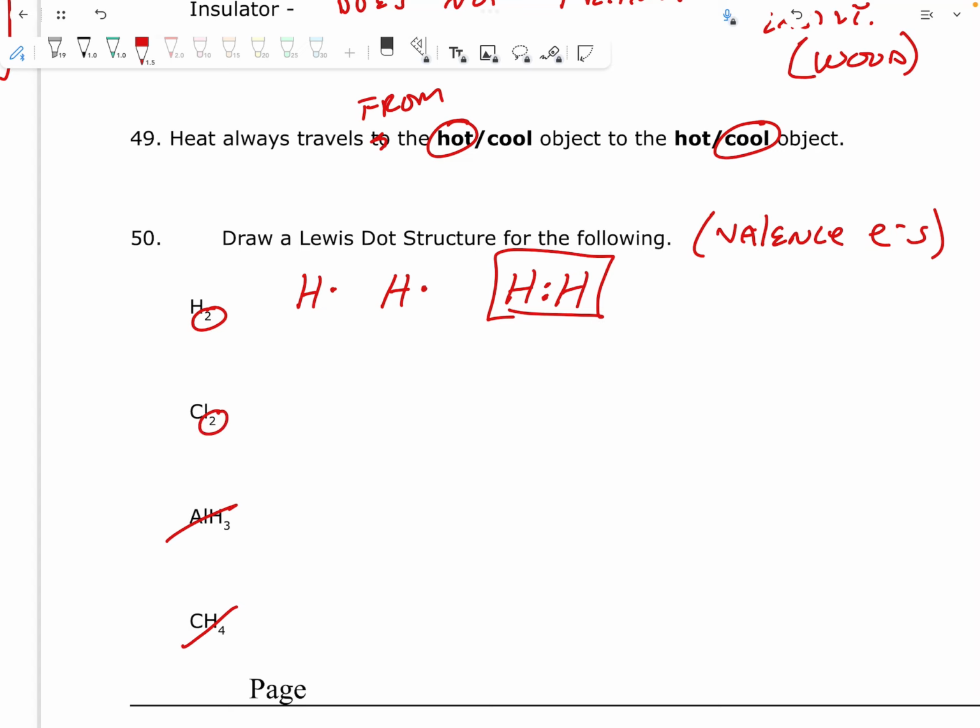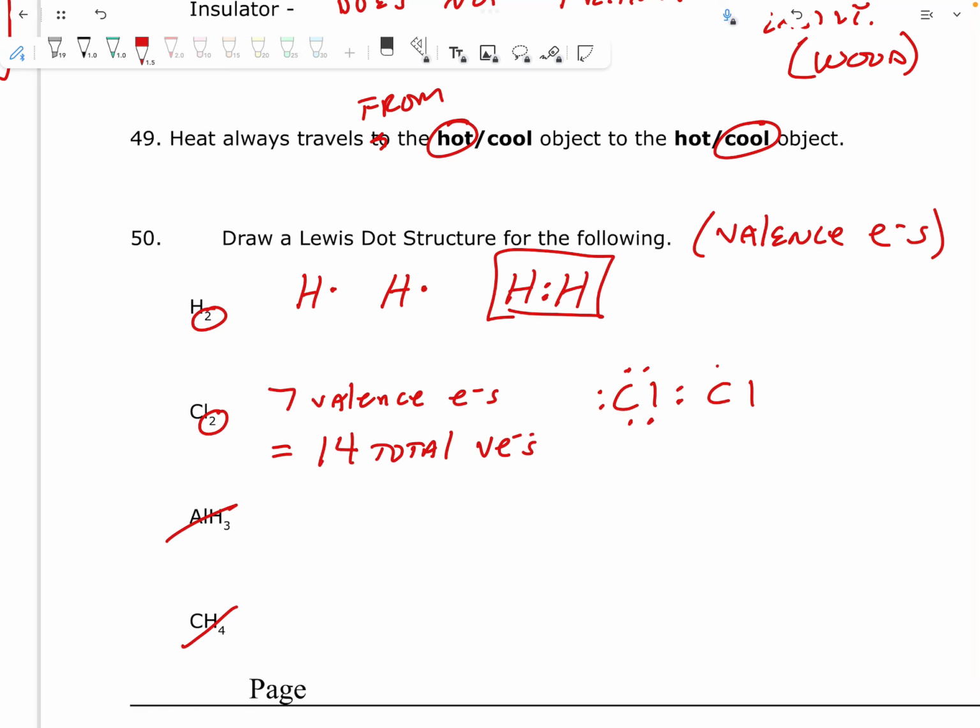Cl2, 2 chlorines. Chlorine is in group 7, so it's 7 valence electrons. So let's draw 2 chlorines bonding together. You need a total of 14, because 7 times 2 is 14. So there's 14 total valence electrons. So let's draw a bond right in the middle of those 2. We want to create an octet around each one. Octet meaning 8 electrons. Remember, they're sharing them because this is covalent bonding. This is not ionic bonding, where there's a transfer of electrons. So we make sure we have 8 around each one.